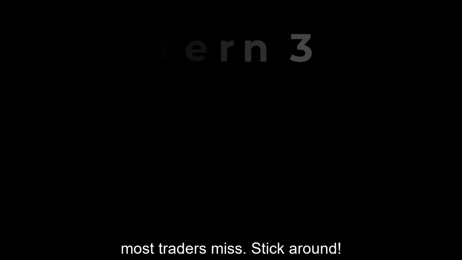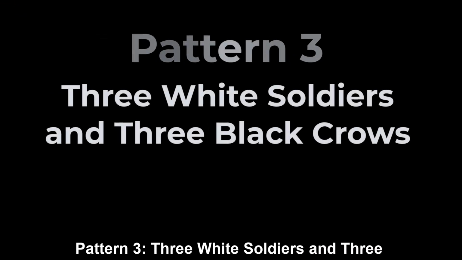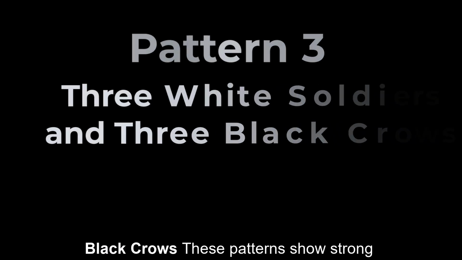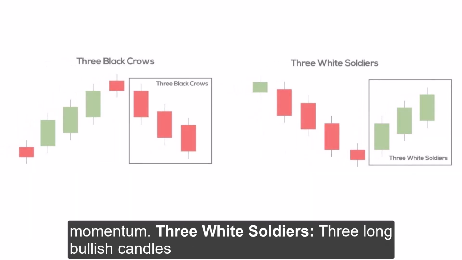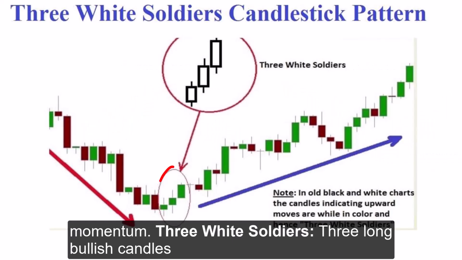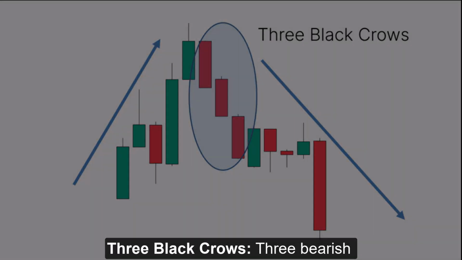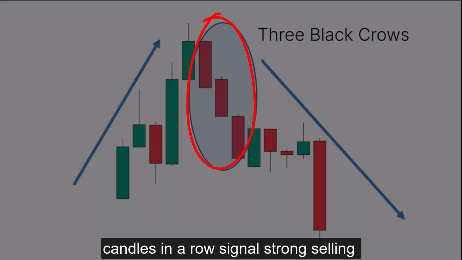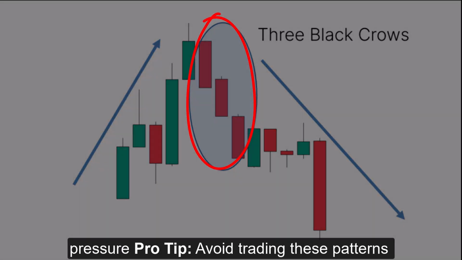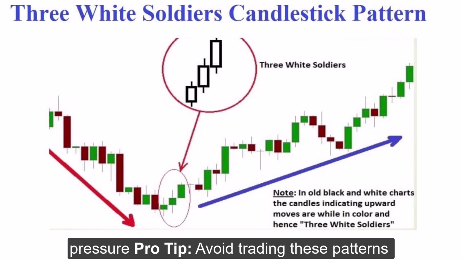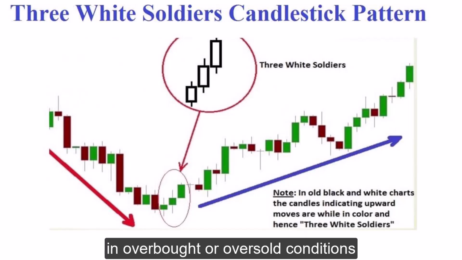Stick around. Pattern 3. 3 white soldiers and 3 black crows. These patterns show strong momentum. 3 white soldiers, 3 long bullish candles, each closing higher than the last, signal robust upward momentum. 3 black crows, 3 bearish candles in a row, signal strong selling pressure. Pro tip: avoid trading these patterns in overbought or oversold conditions. Confirm market sentiment using RSI.